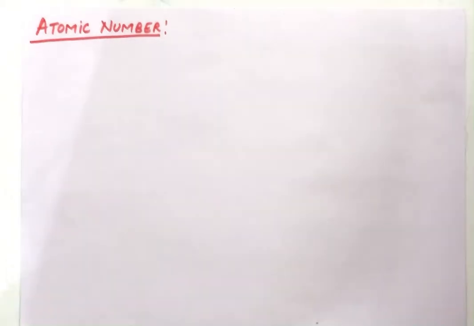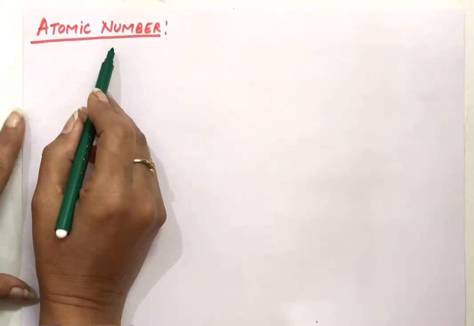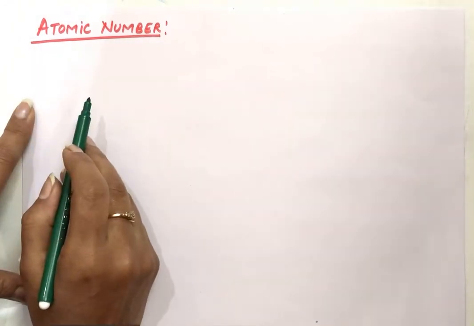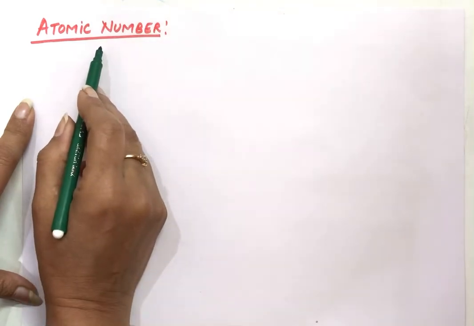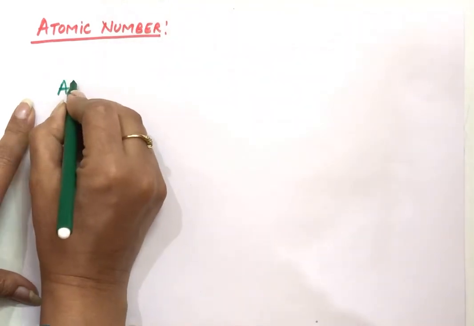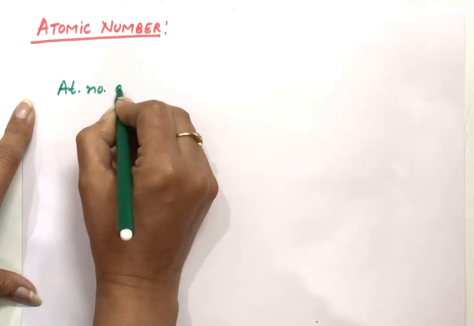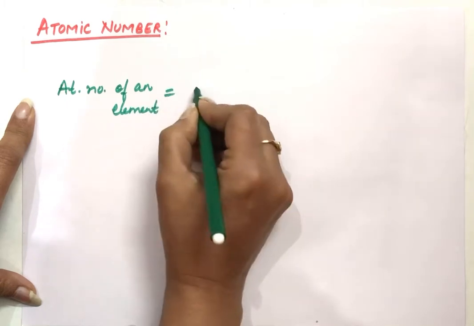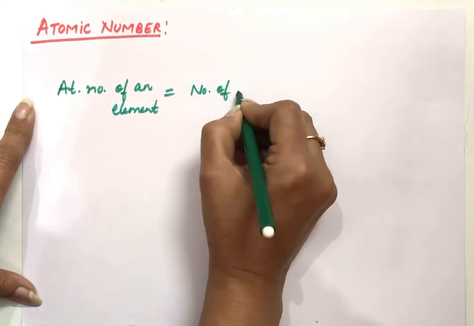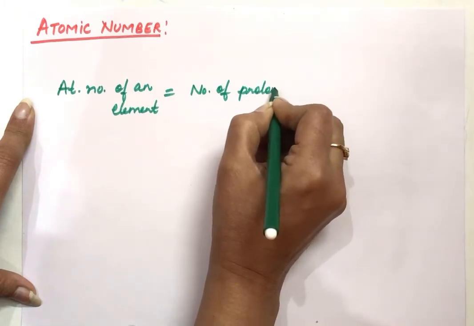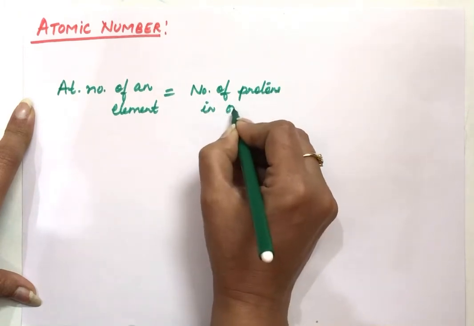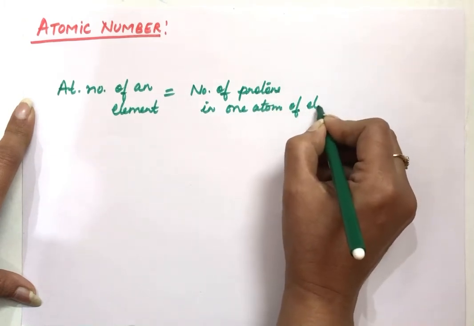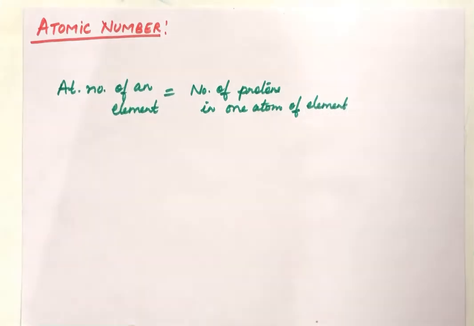Next topic in structure of atom is atomic number. What is atomic number? Number of protons in an atom of an element is called atomic number of that element. So I can say atomic number of an element is always equal to number of protons in one atom of that element. How many protons are there in an atom of an element? That is equal to atomic number.